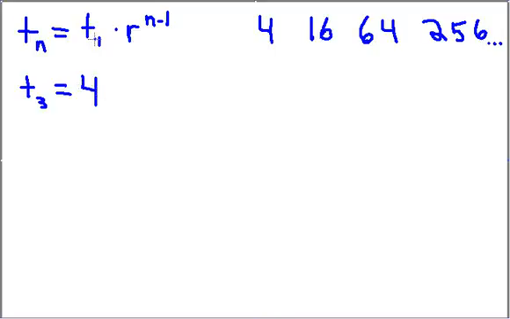So we're going to replace T1 with 4, and then we're going to multiply it by R. R is our rate. What do we have to multiply by to get our next term? 4. So R is 4. And we're going to take that 4 to the exponent of n minus 1. Well, what's n? 3. 3 minus 1 is 2. So our third term is going to be 4 times 4 squared. Well, what is 4 squared? 4 squared is 16. 16 times 4 is 64. So our third term is going to be 64, and as we can see, that lines up with our third term in the sequence.